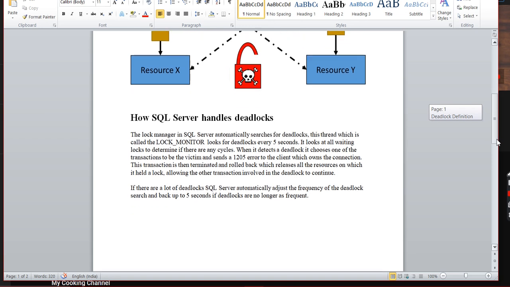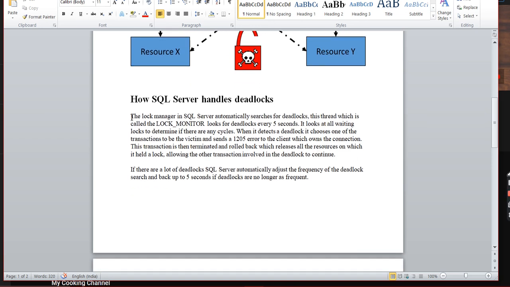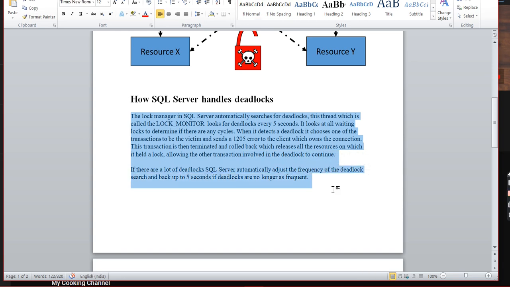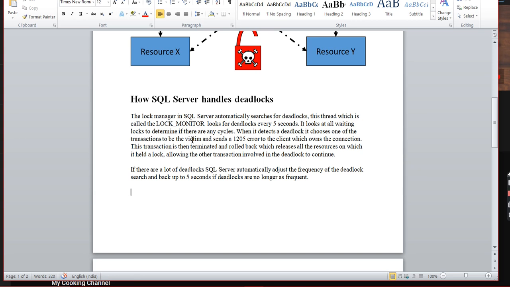Now the point is, how does SQL Server handle deadlocks? You can read these lines, from here to here, and you will understand better how it's happening. SQL Server internally manages and resolves deadlocks itself. There is a process called the lock monitor. The lock monitor does its monitoring every 5 seconds, and if it finds a deadlock, it sends the error code 1205 to the client saying the deadlock has occurred. So SQL Server has the privilege to release the deadlock based on priority. Okay, so you can go through this line and you will understand better.